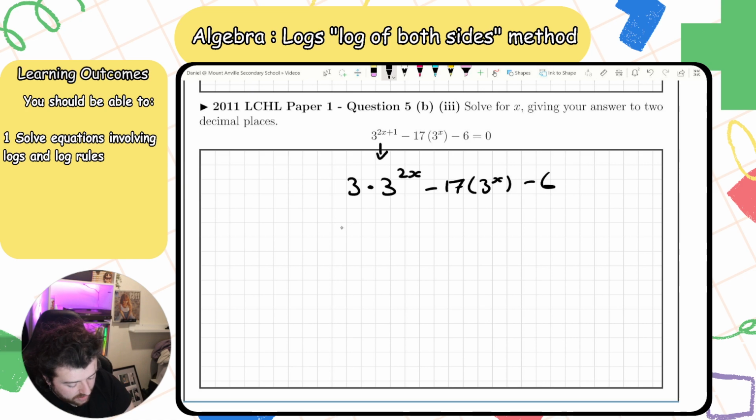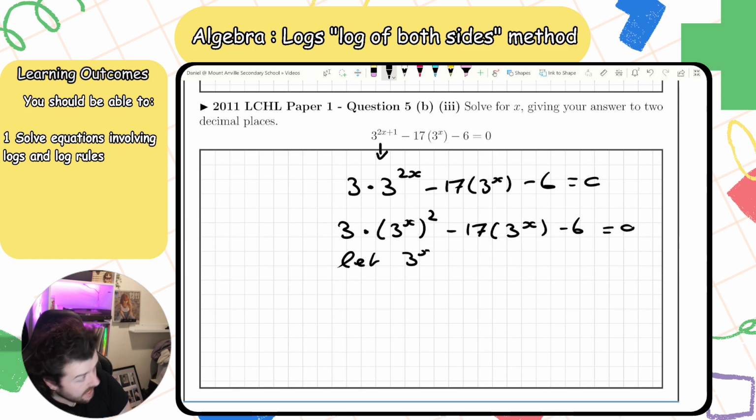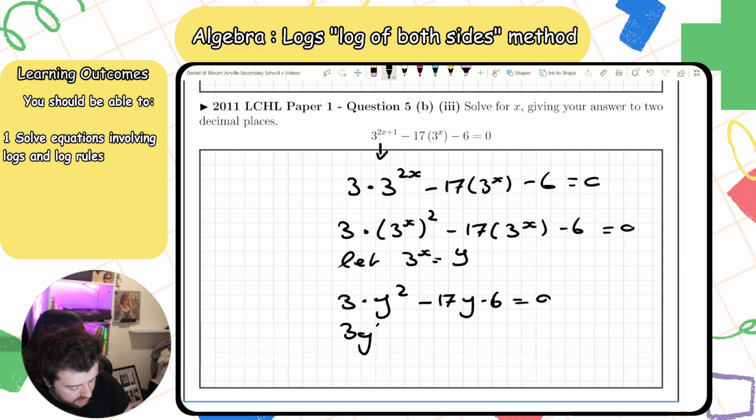I can then rewrite this as 3 times (3 to the x) squared minus 17 times 3 to the x minus 6. I'm going to let 3 to the x equal y. I'm going to have 3 times y squared minus 17y minus 6 equals 0. So 3y squared minus 17y minus 6 equals 0. Solve for y.